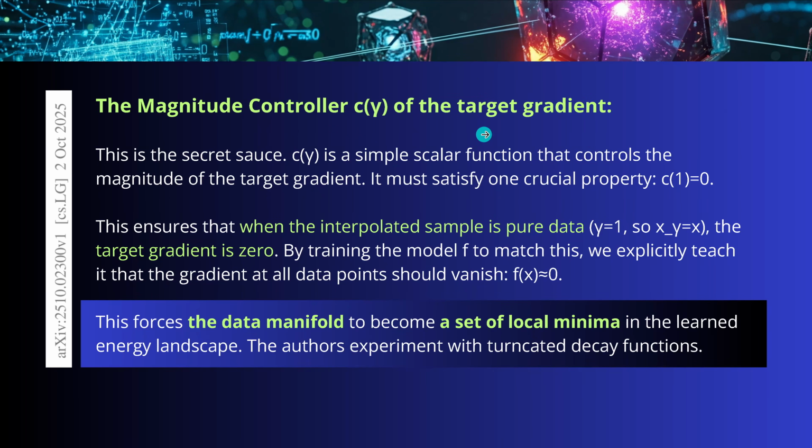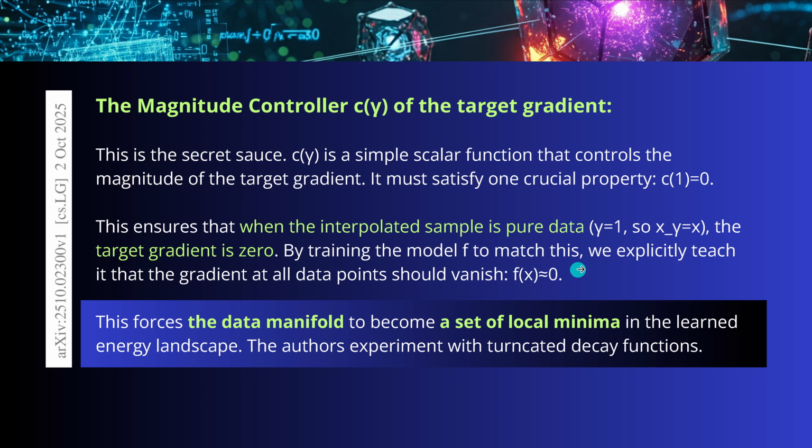And then the magnitude controller of the target gradient. If you want, this is the secret sauce. It's so easy. It's a knob that you can use to get different magnitudes, but it's really a simple scalar function that controls the magnitude of the target gradient. And it only must satisfy one boundary condition, c(1) = 0. So this ensures that if you're down in the valley, the needle just stops. You have reached your goal. So this ensures that when the interpolated sample is pure data, the target gradient is 0. By training the model to match this, we explicitly teach it that the gradient of all data points should vanish. Beautiful.